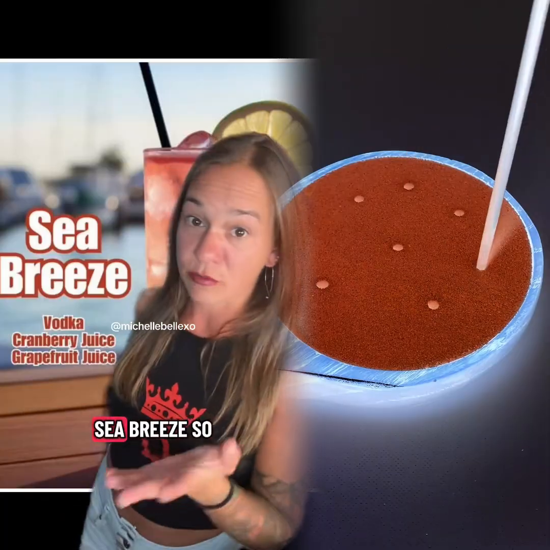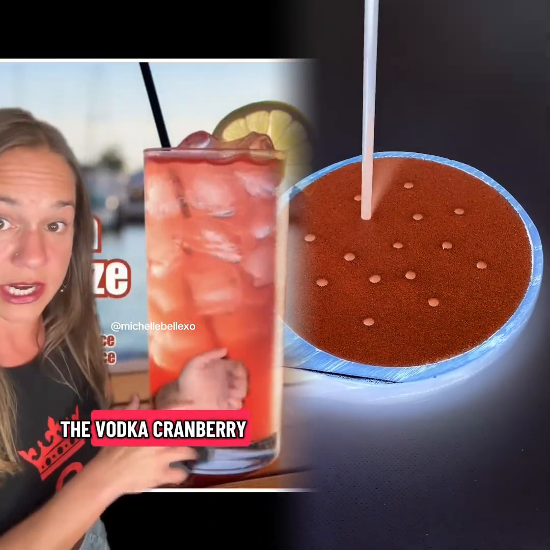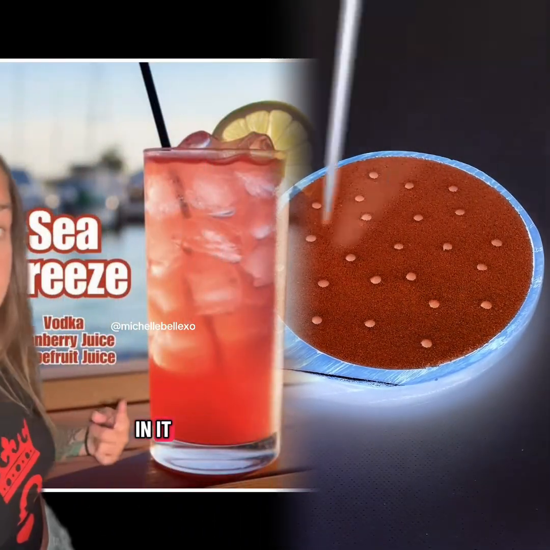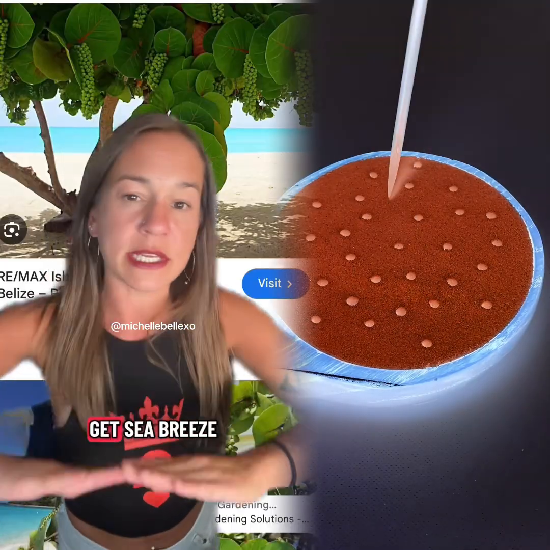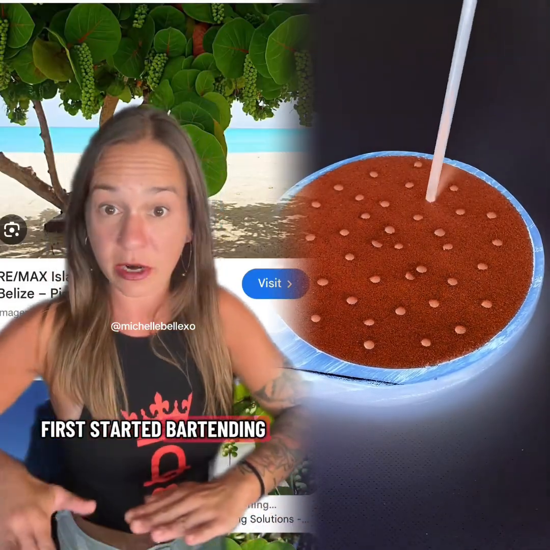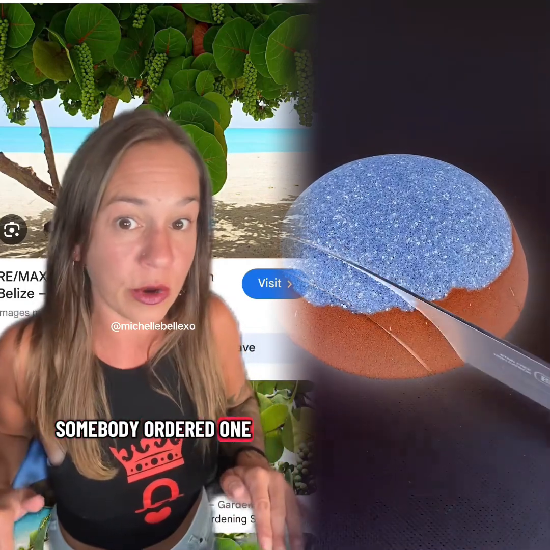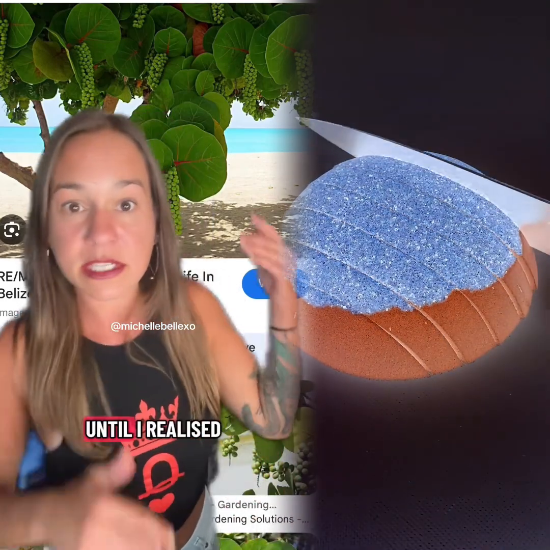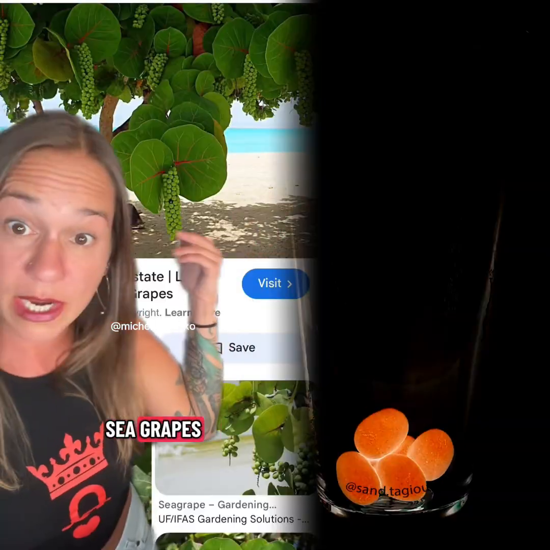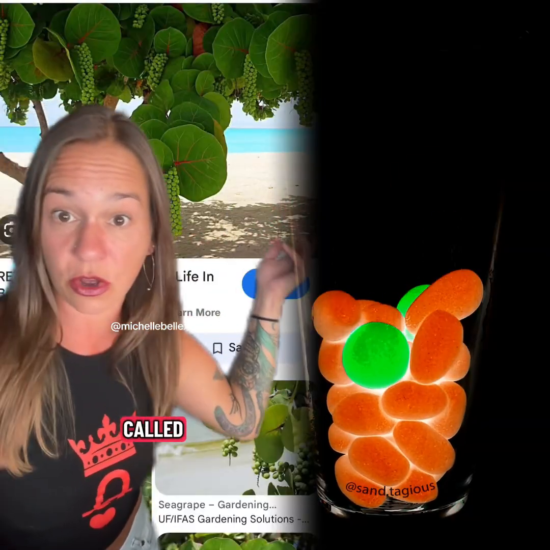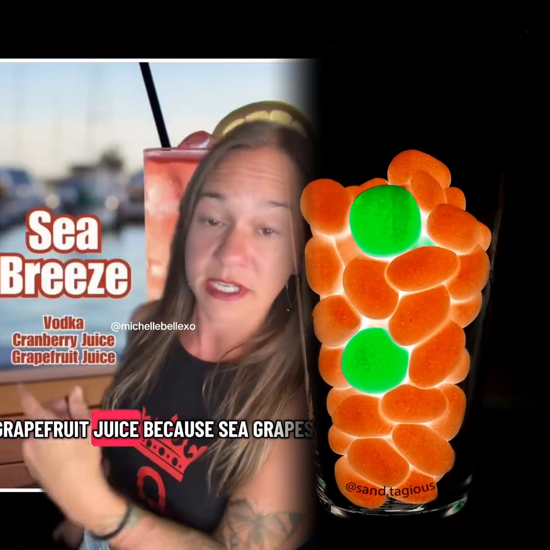Now for a Sea Breeze. So go back to the vodka cranberry, and this one has grapefruit juice in it. The way that I remember that is, I used to get Sea Breeze and Bay Breeze mixed up when I first started bartending. Every single time somebody ordered one, I would always have to be looking it up until I realized that there are sea grapes. These are real, that's what they're called. So Sea Breeze is gonna get grapefruit juice because sea grapes.